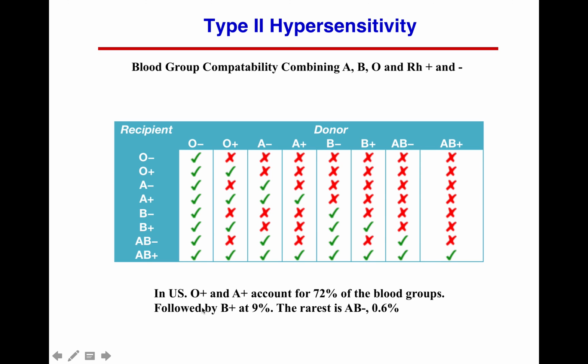In the U.S., O positive and A positive account for about 72% of the blood groups, followed by B positive, 9%, and the rarest is AB negative. And so the population itself has a tremendous history in the U.S., and also marriage across all kinds of ethnic diversity, and so it's not a third, it's not 25, 25, 25, 25. It is whatever has arisen historically. And that's going to be true in a lot of different countries. You'll see different proportions, the prevalence of these blood groups in the population.